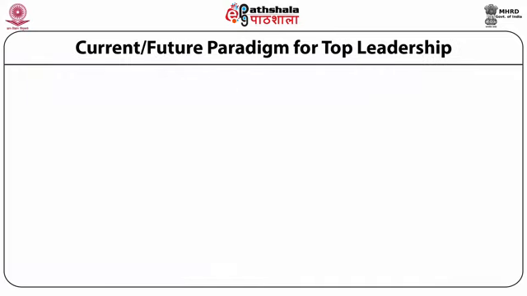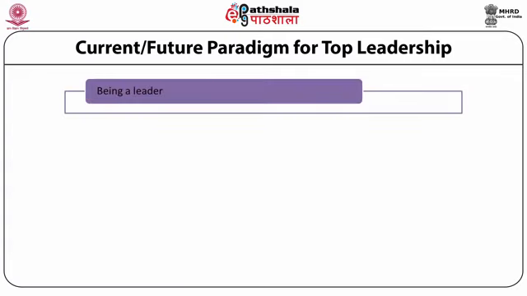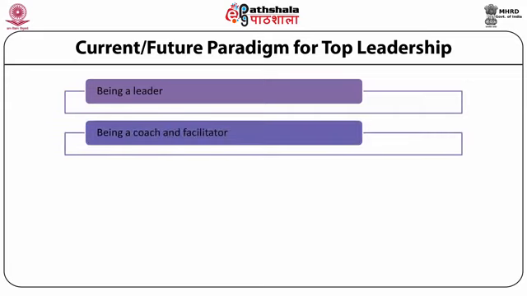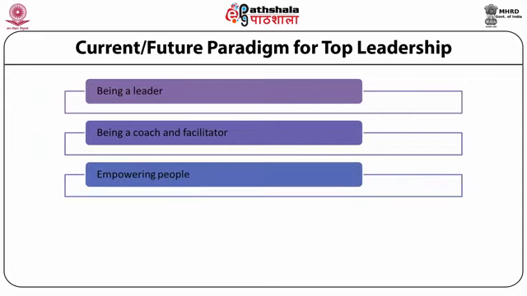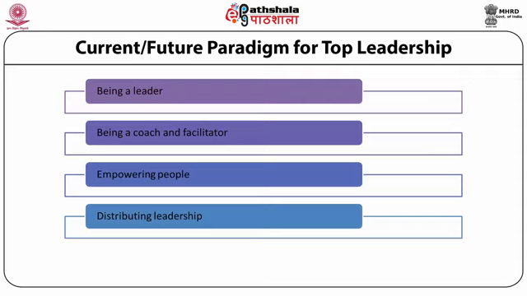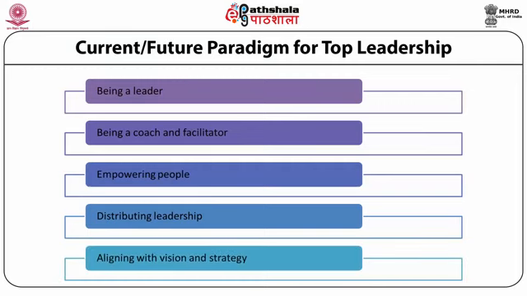The current and the future paradigm for top leadership has also assumed newer dimensions. It calls for being a leader in whatever sphere you are, being a coach and a facilitator. It calls for empowering people around you. It calls for distributing leadership. And last but not the least, it calls for aligning with vision and strategy. So, this is what the new paradigm for leadership is all about.